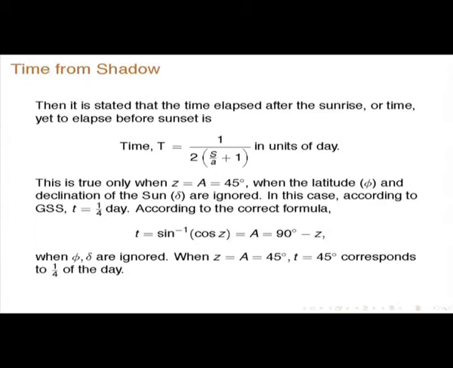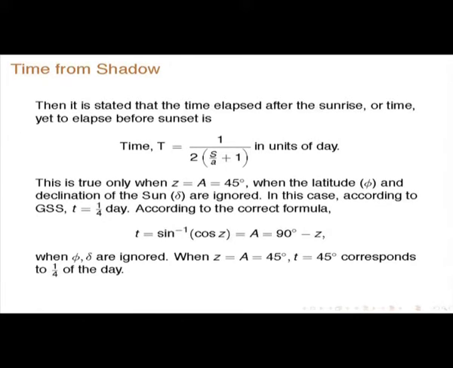In fact, it is correct only for a very particular case, when Z is equal to A is equal to 45 degrees, when the latitude, which we call phi, and the declination of the sun are ignored. That is especially at the equator, only on March 21st and September 23rd. In that case, according to the Ganitasara Sangraha, T is equal to 1 by 4 of a day when this is 45 degrees, and according to the formula also, T will be sin inverse cos Z, and when Z is equal to A is equal to 45 degrees, T is equal to 45 degrees, which corresponds to 1/4 of a day.